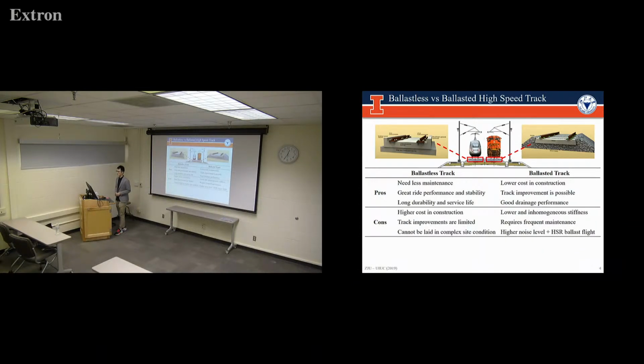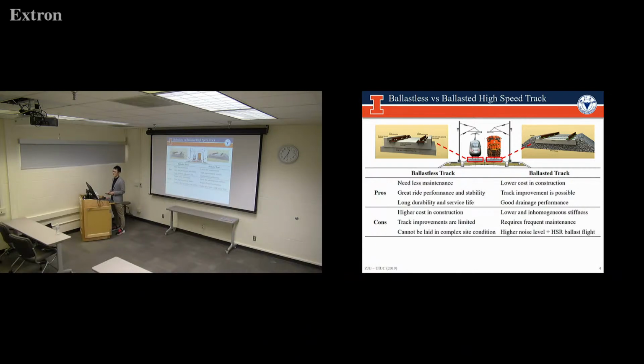So when we're talking about high-speed tracks, we have 2 options. One is the ballastless track, and the other one is ballasted track. For the ballastless track, the pros are it needs less maintenance and has great ride performance and stability, and it also usually has a long durability and service life. But on the other hand, it requires a higher cost for construction, and track improvement is limited for this type of track. And usually we cannot lay ballastless track in complex site conditions.